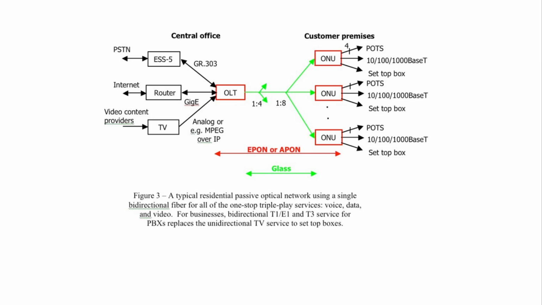So here the central offices such as PSTN, internet, video content providers are connected to the router, ESS, PHY, TVs, and the signal is given to the OLT, and from the OLT it is given to the ONU. So it is a typical residential passive optical network using a single bidirectional fiber for all of one-stop triple play services, voice, data and video. For businesses, bidirectional T1/E1 and T3 services. For PBX, replace the unidirectional TV services with set top boxes.